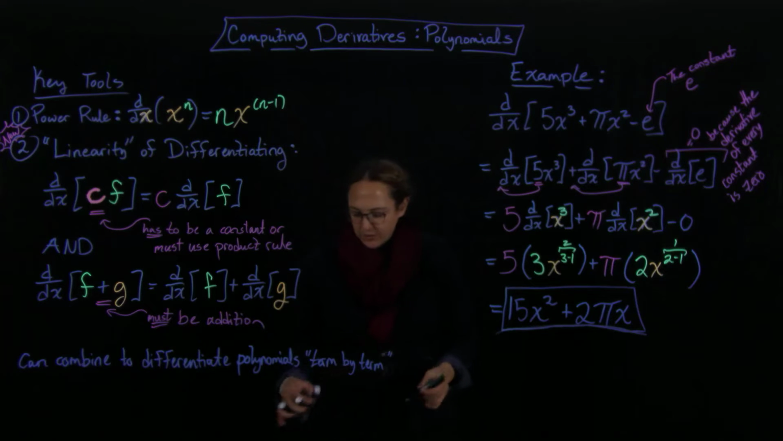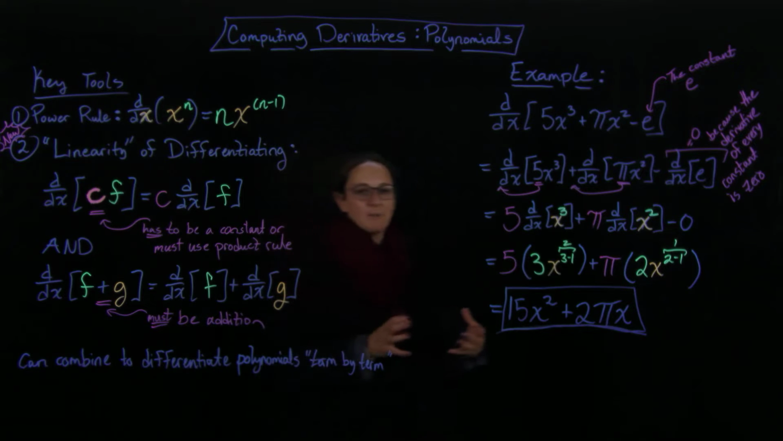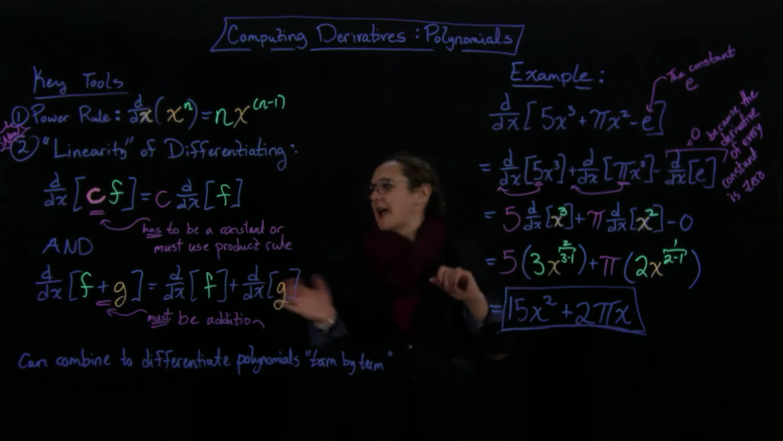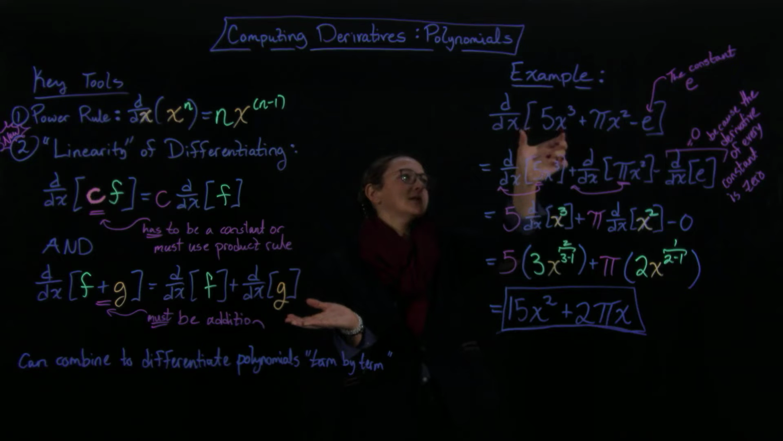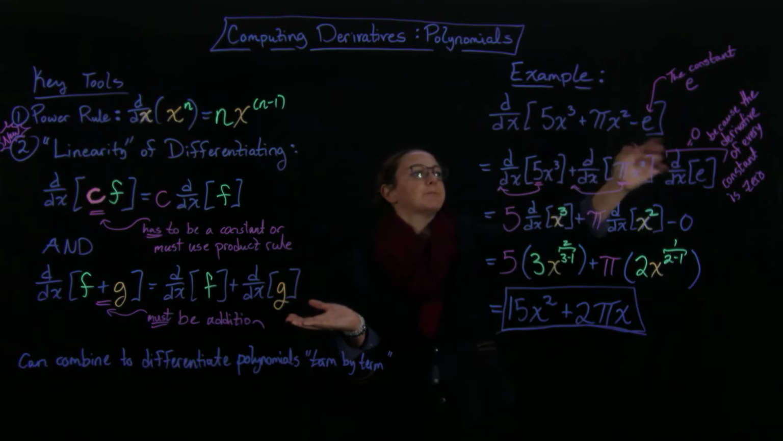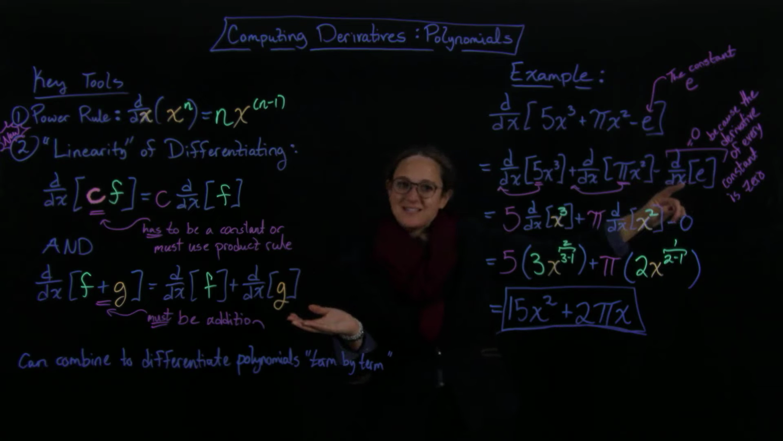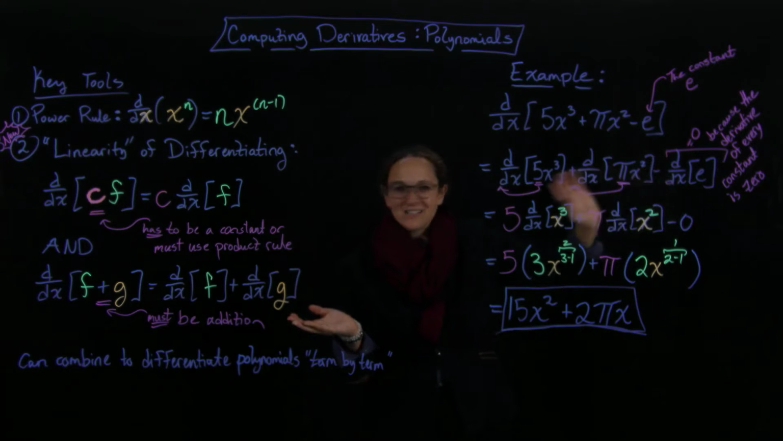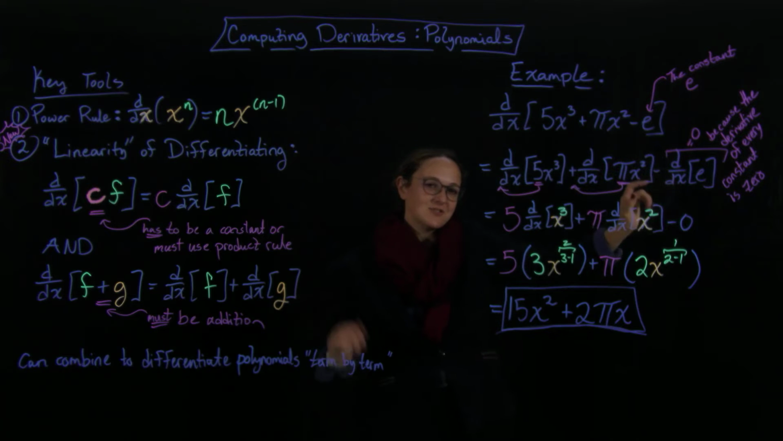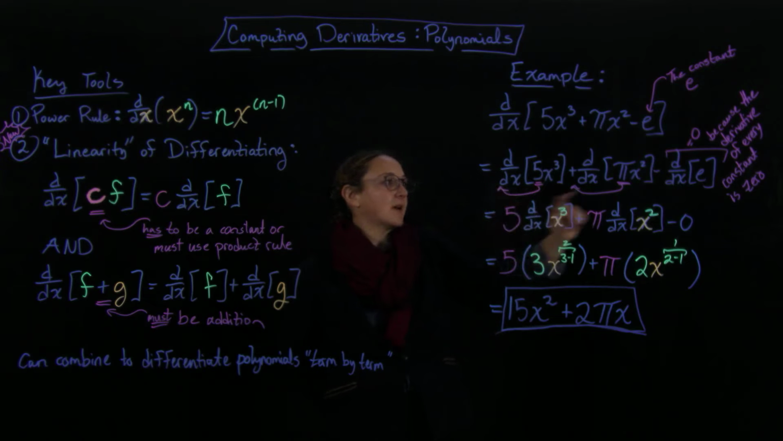So what do we do here? When I'm differentiating a polynomial, the first thing is I can use the additivity, which allows me to do these one term at a time. But we know that the derivative of this constant e is 0. If it was e to the x, that wouldn't be a constant, but it's just e, so that's a constant, so it's 0.